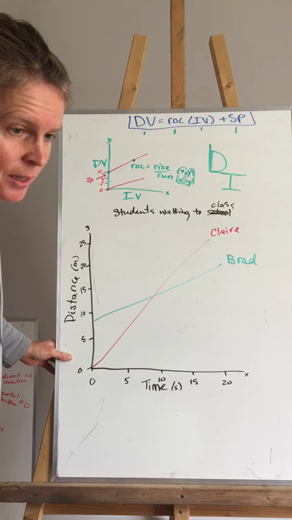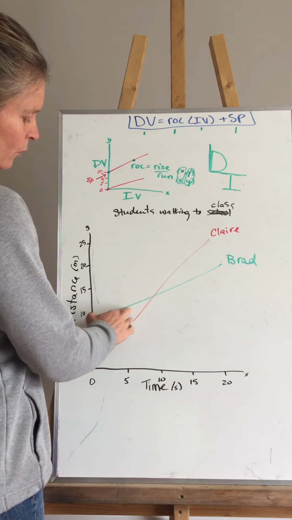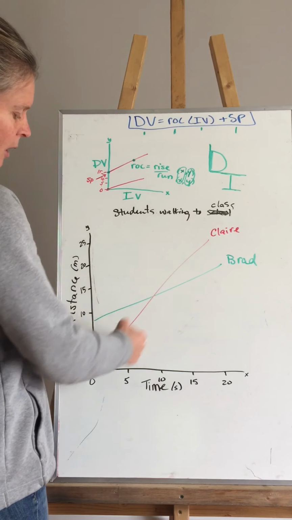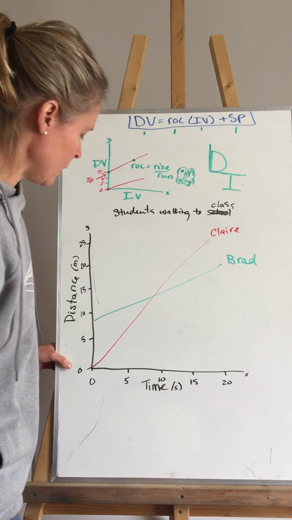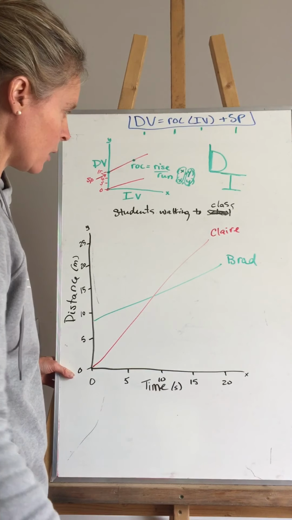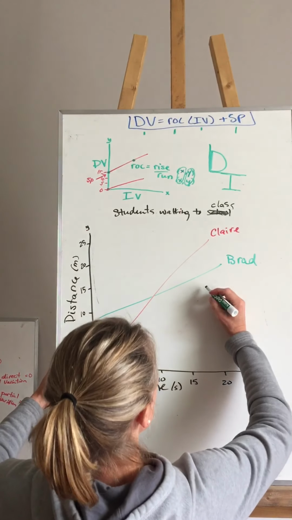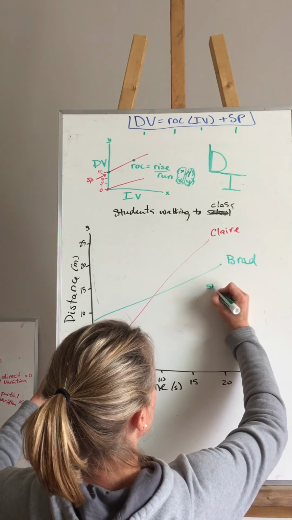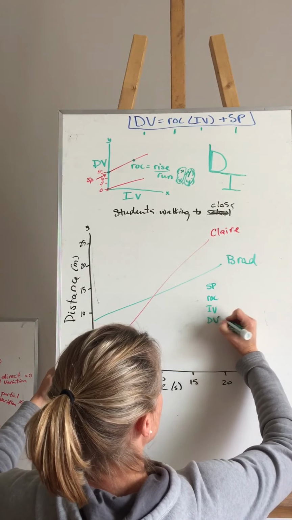Okay, and the question is, I was asking you to come up with an equation for Brad's walk to class and come up with an equation for Claire's walk to class. So you'll do these separately. So let's say I'll do all of Brad in green and all of Claire in red. So Brad, I'm going to write down like I always start with. So I've got my starting point, my rate of change, my independent variable, and my dependent variable.